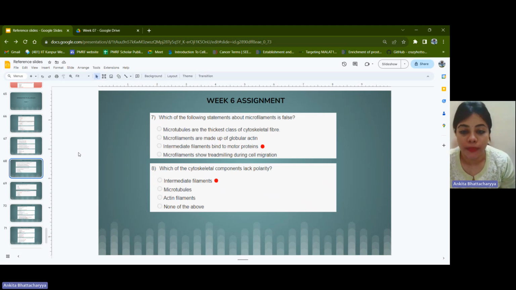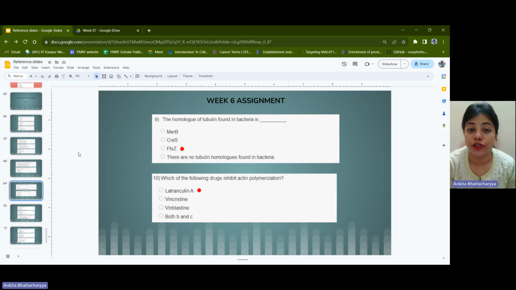And microfilaments show treadmilling during cell migration. That is of course true. Treadmilling is something that we observe. And these are the four options that were there. In question 8, we're asked which of the cytoskeletal components lacks polarity. Polarity basically means that one end is plus, one end is minus. This directionality or polarity is absent in the case of intermediate filaments. We have seen that both plus and minus ends are established when it comes to microtubules and actin, but certainly not intermediate filaments. So in this case, option A is correct, and that would be the correct answer.